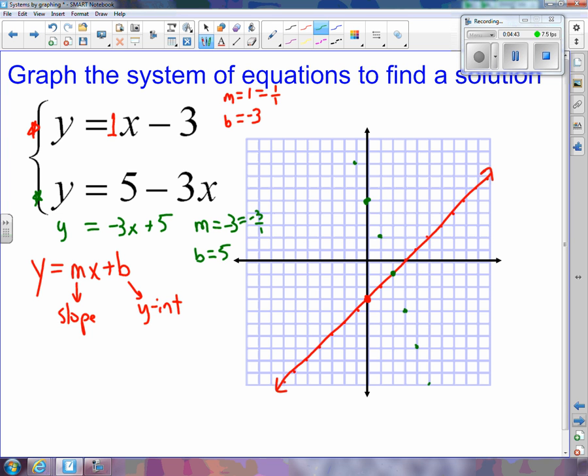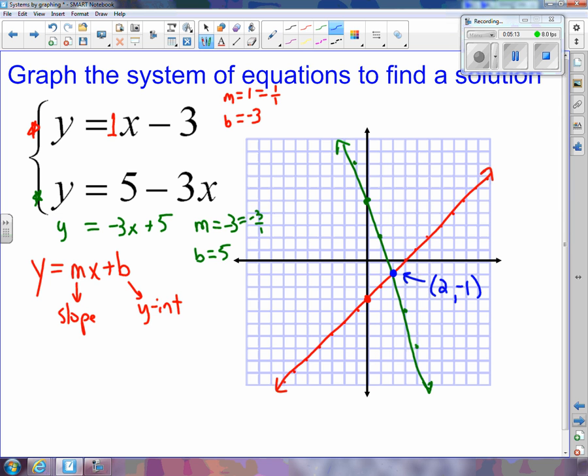graph. I want to make sure I use the entire graph so that I'm sure to find the point of intersection. So if I draw my line here, I can see that these two lines intersect here. Therefore, this is the solution point. If you remember how to label points, this is the point 2, negative 1. So 2, negative 1 is my solution.